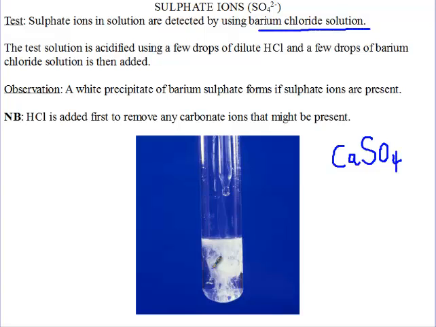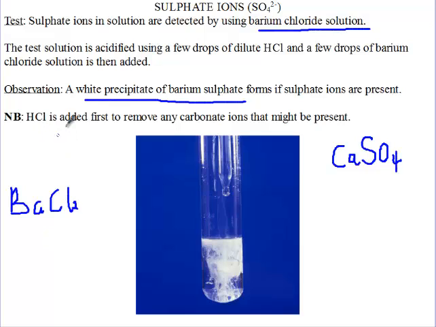Now, how do we know that sulfate is present? After adding the barium chloride, a white precipitate of barium sulfate will be formed.